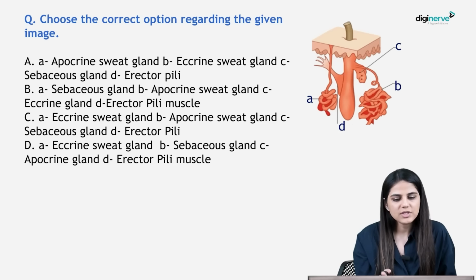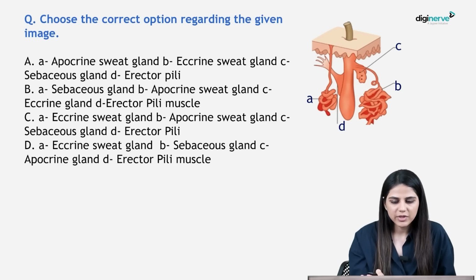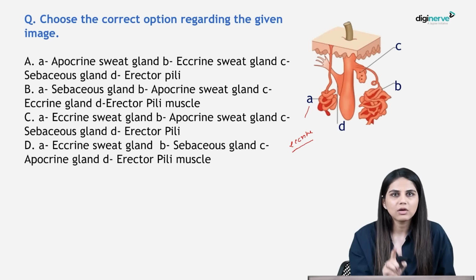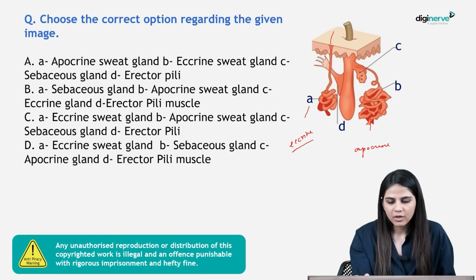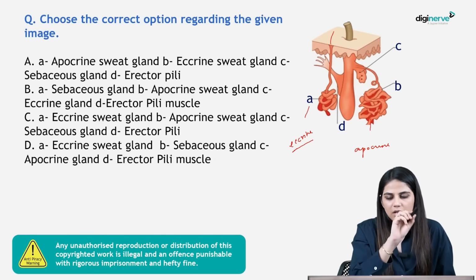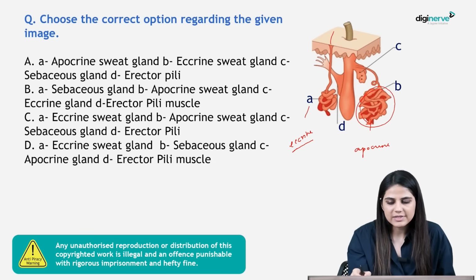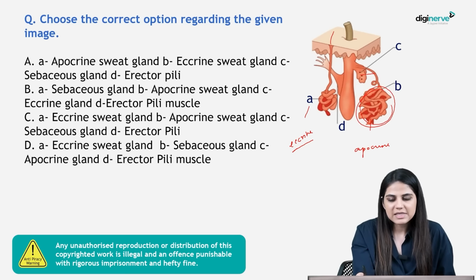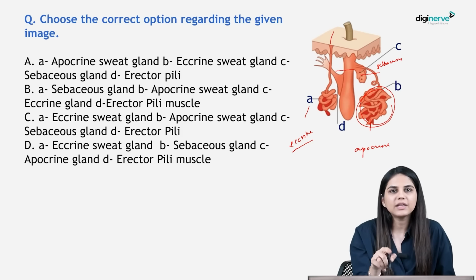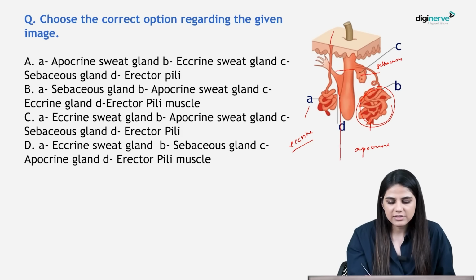Next one, choose the correct option regarding the given image. Very simple anatomical question. A is eccrine gland. Why? Because it is not related to the hair follicle, directly opens onto the skin. B is apocrine gland, which has a longer duct and a coiled secretory portion. C is sebaceous gland, which opens above the erector pili muscle, and D is the erector pili muscle.